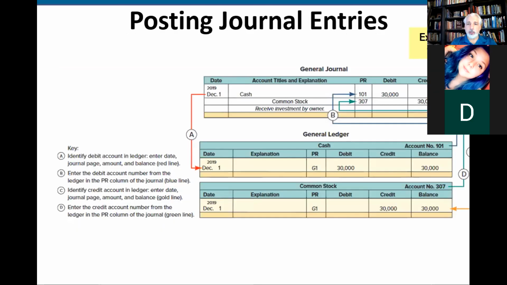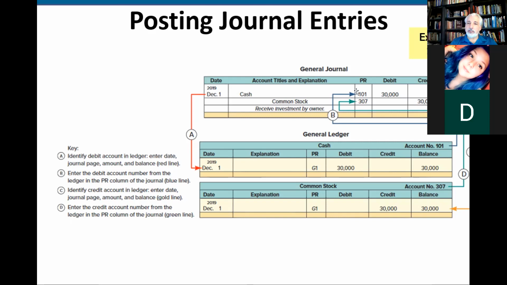So let's start walking through some journal entries. Okay, cash and common stock. This is two pages. We've got a cash ledger and a common stock ledger. We took 30,000 in cash, put it over here as a debit. We put 30,000 in common stock, moved it down here as a credit. That's the flow.